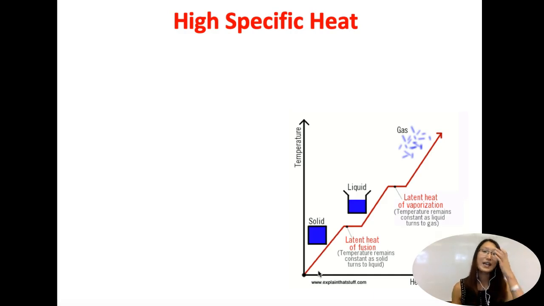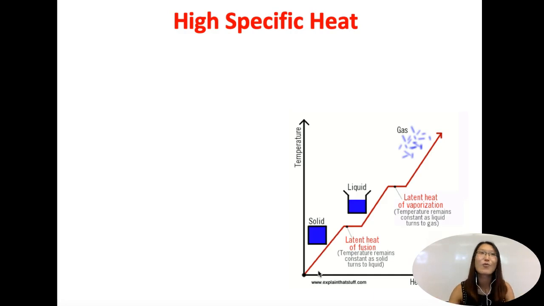And the next one is called high specific heat. Water has high specific heat. What does that mean? Specific heat talks about how much energy it takes to heat up something. High specific heat means it takes a lot of energy to heat up something, right?